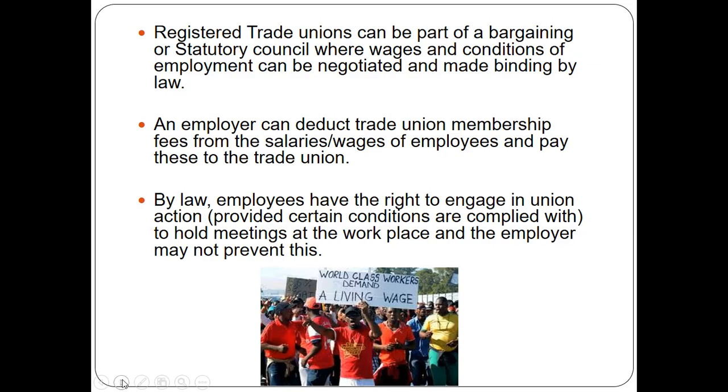An employer can deduct trade union membership fees from the salaries or wages of employees and pay these over to the union. By law, employees have the right to engage in union action provided certain conditions are complied with. And when we look at all the different types of industrial actions such as strikes, we look at how and when and what conditions you have to meet in order to take part in strikes legally. They also have the right to engage in union meetings at your workplace, and the employer may not stop this.